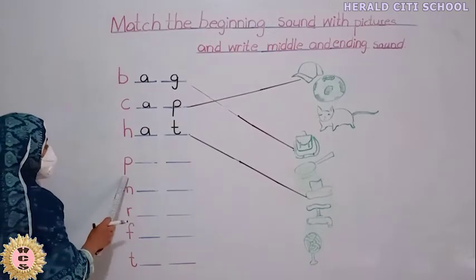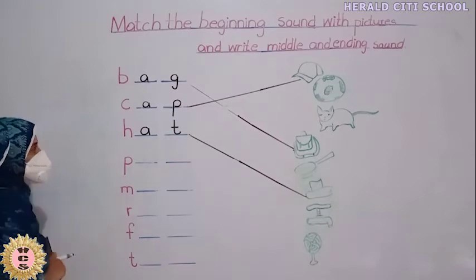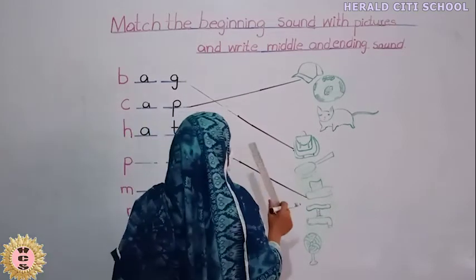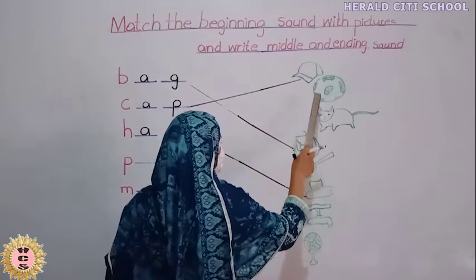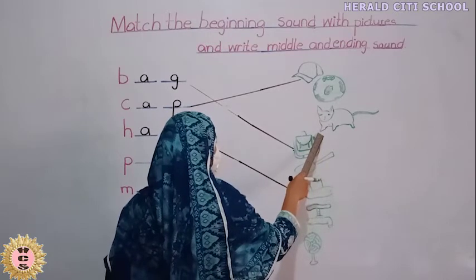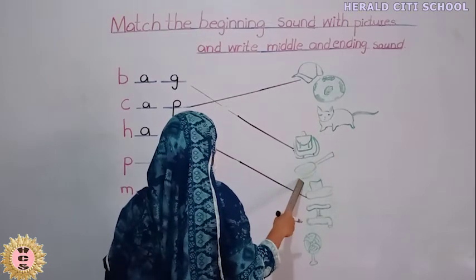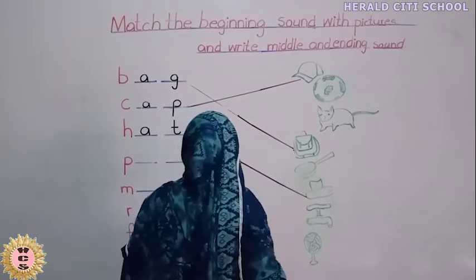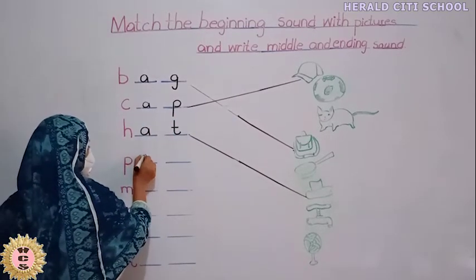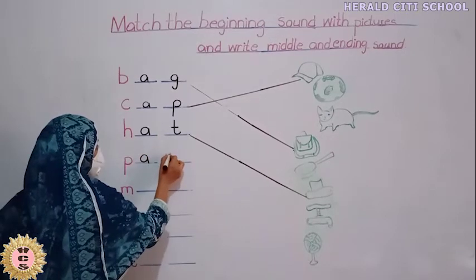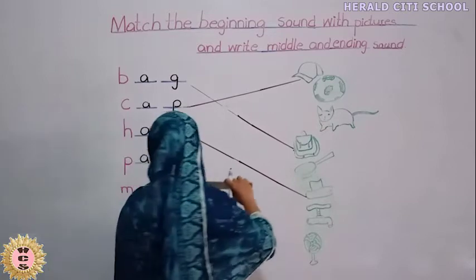What is this, children? Which sound is this? P. Now let's see, children. Which thing is starting from the P? This is map. This is red. This is pen. So we will write here the spelling of pen. Pen. And we will match the spelling of pen to pen.